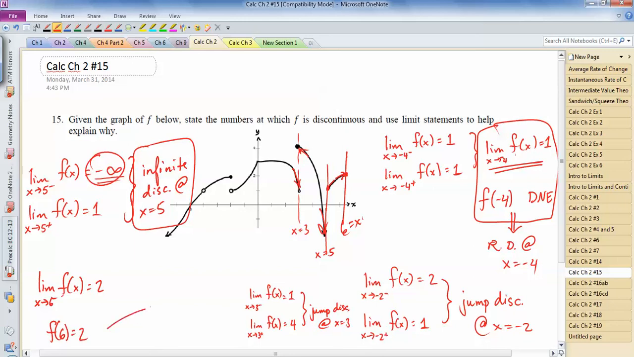So that just says, as I'm coming at it from this side, around 6, the y value is 2. And when I'm at 6, it actually fills it in. So since it's an endpoint, you'd say it's continuous at the endpoint. The only way that it wouldn't be continuous is if it went off to infinity, or if it did something like this, like that instead.